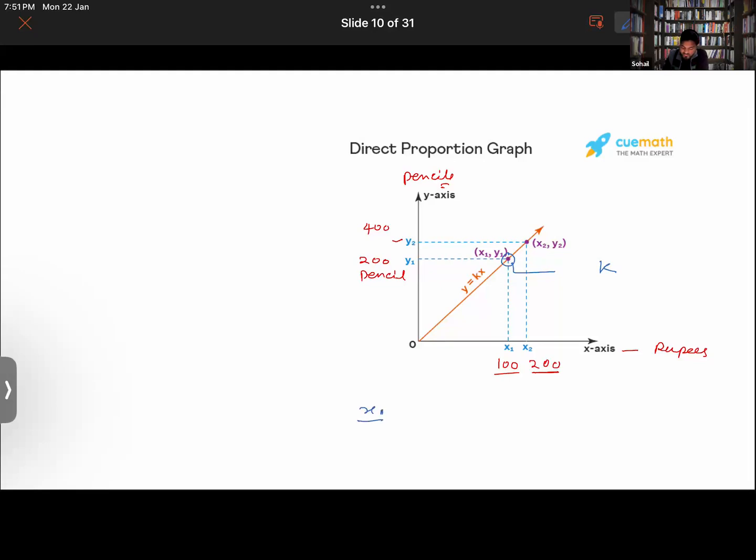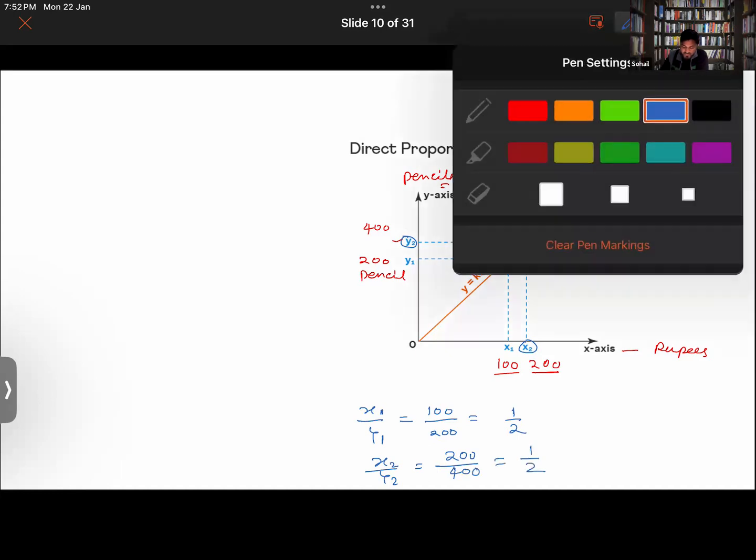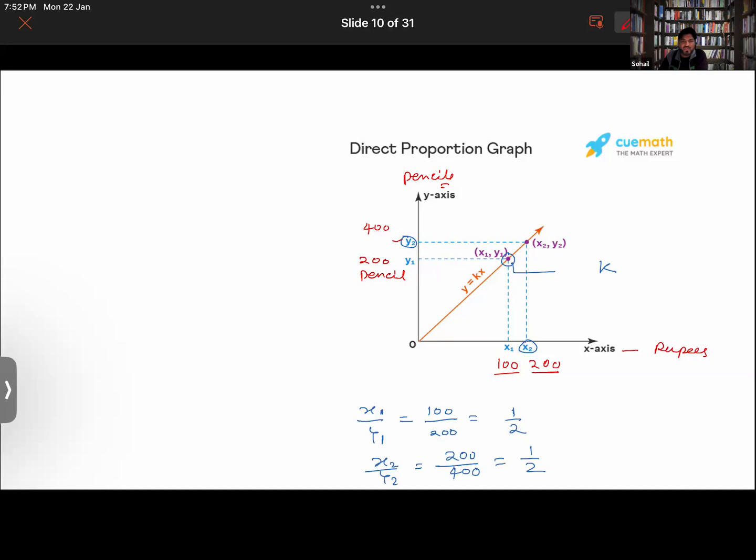Okay, x1 upon y1 is equal to how much? x1 is 100, what is y1 here? 200. So that gives 1 upon 2. Now take another set of values. And x2 upon y2, what are the values? 200 upon 400. Again, we are getting 1 upon 2. So whenever it is in direct proportion, you are getting a constant value k.